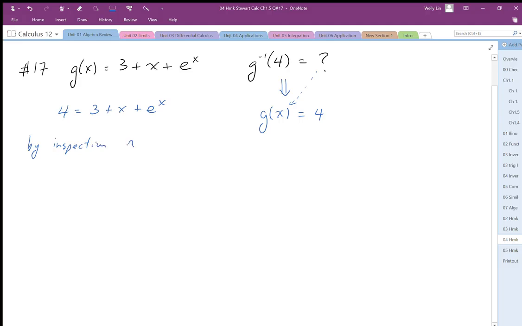I can say that x must be equal to 0. And if I plug it in, I get 4 is equal to 3 plus 0 plus e to the 0. Yeah, that checks out, so x equals 0.